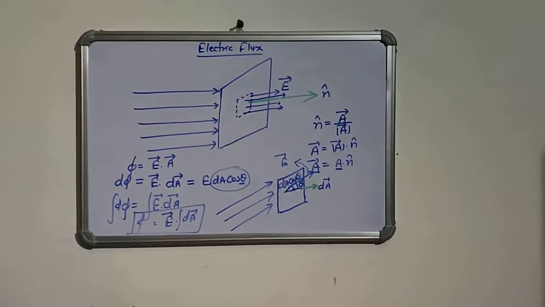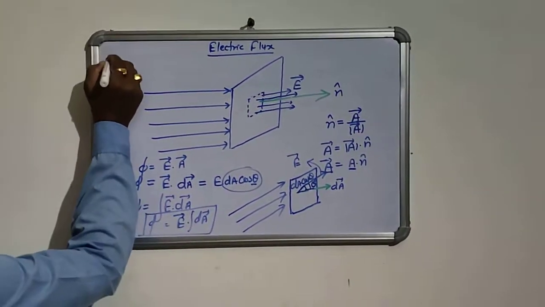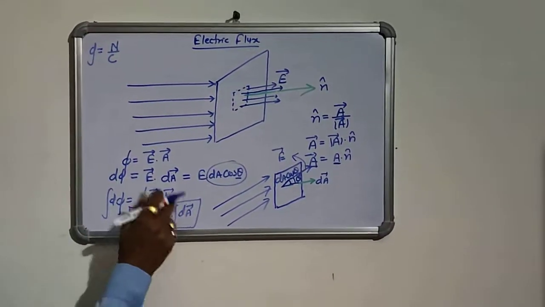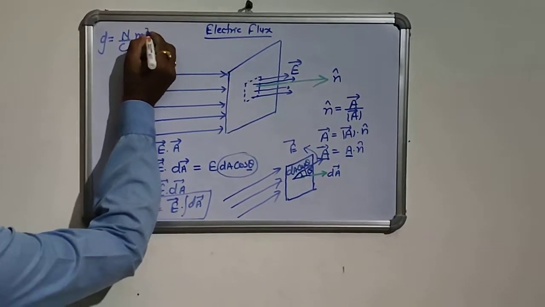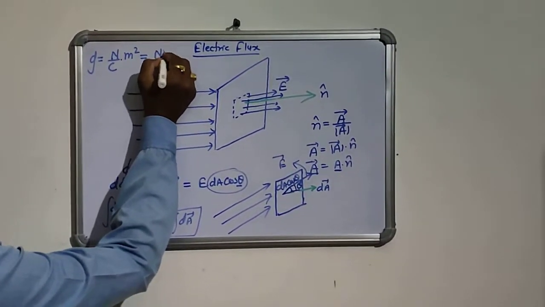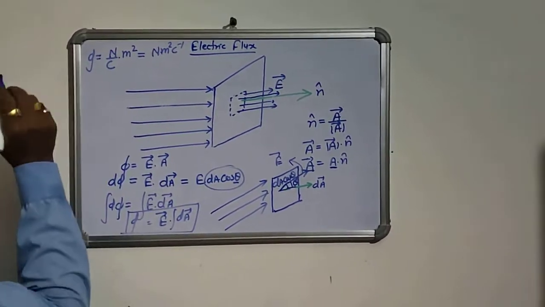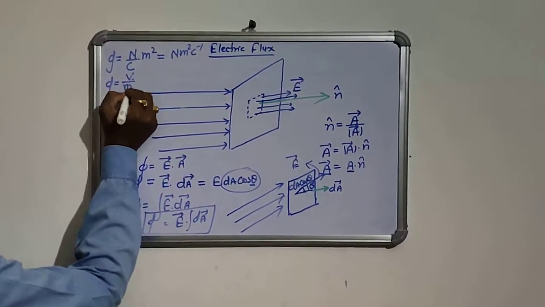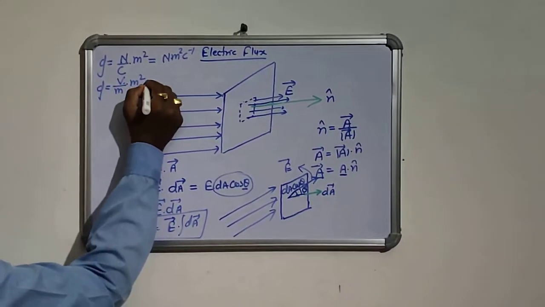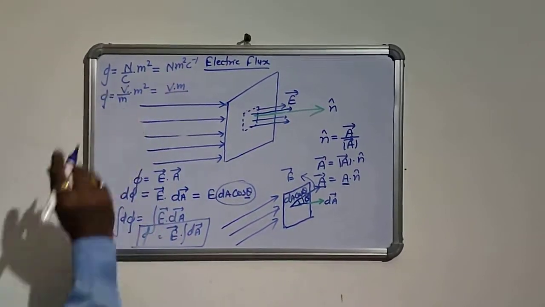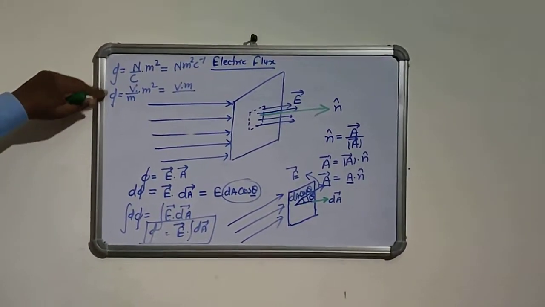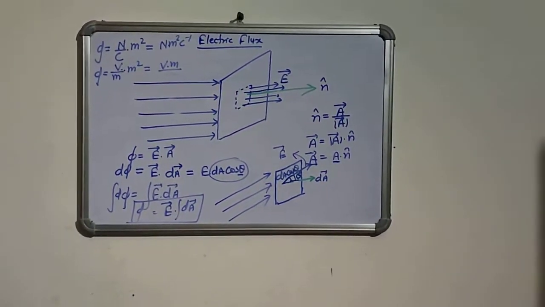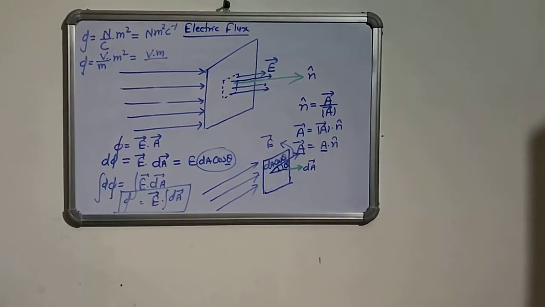Unit of flux: unit of electric field is Newton per Coulomb, and unit of area is meter square, so the unit is Newton meter square Coulomb inverse. In another way, the unit of electric field is also volt per meter, into meter square, so it is the unit volt meter. Now we can say that there are two units of electric flux. One is Newton meter square per Coulomb and another is volt into meter. Flux is a scalar quantity.